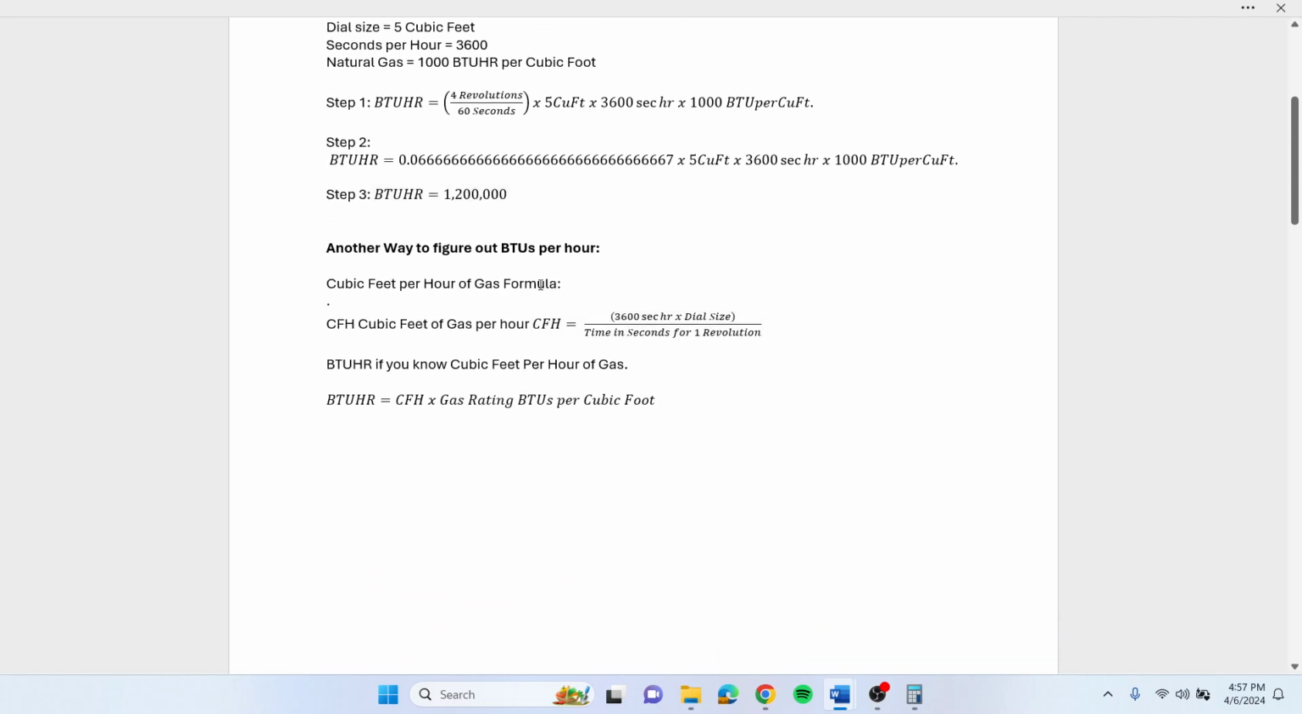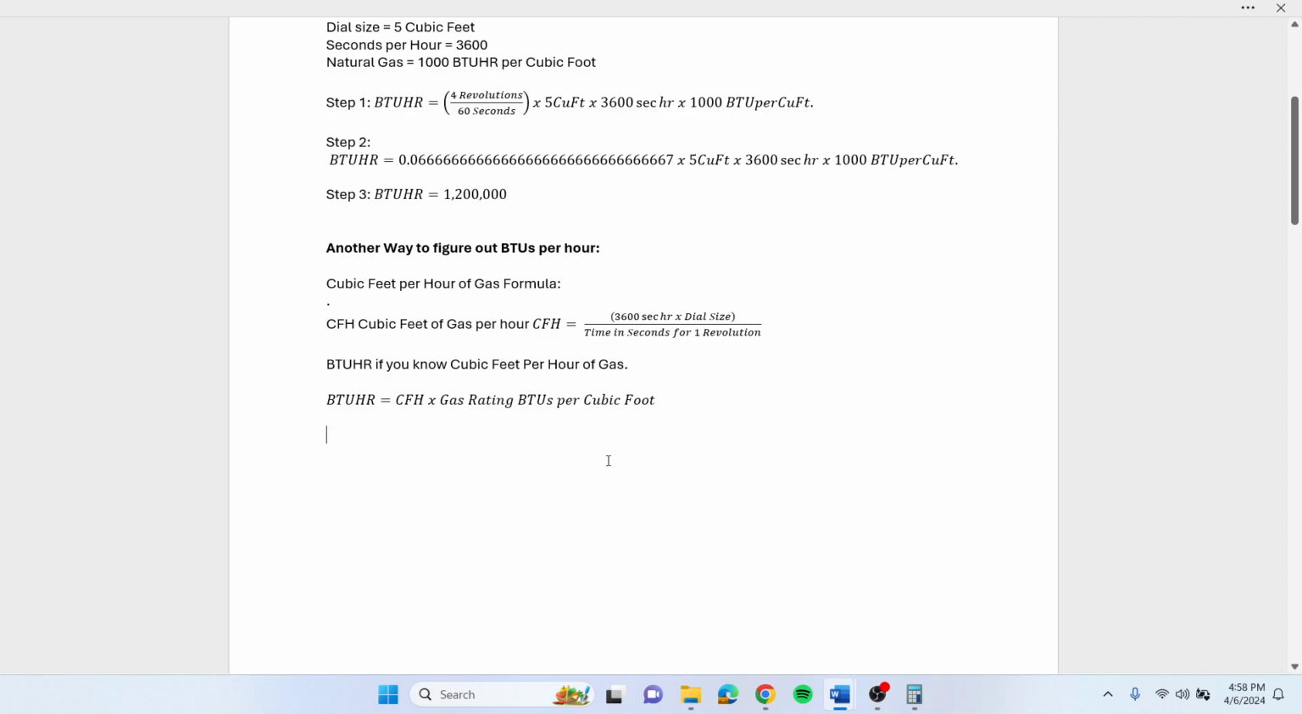Another way you can do it is you figure out the cubic feet per hour. The cubic feet an hour is 3,600 seconds times the dial size divided by the time in seconds for 1 revolution. The problem here is that you're only counting 1 revolution, so you take the 3,600 times 5 cubic foot divided by what it took in 1 revolution, and that ends up being your CFH, so cubic feet an hour. Then you figure out your BTUs an hour, which is cubic feet an hour times gas rating BTUs per cubic foot. If it's natural gas, you'd take that times 1,000, and that's how many BTUs you were burning in that 1 revolution of the dial.